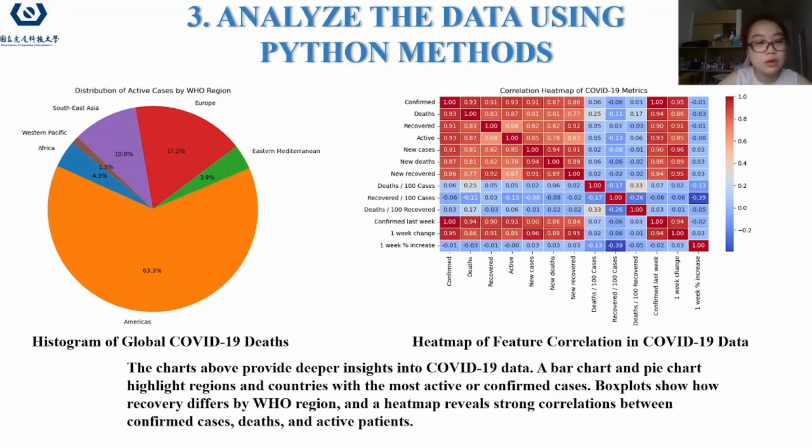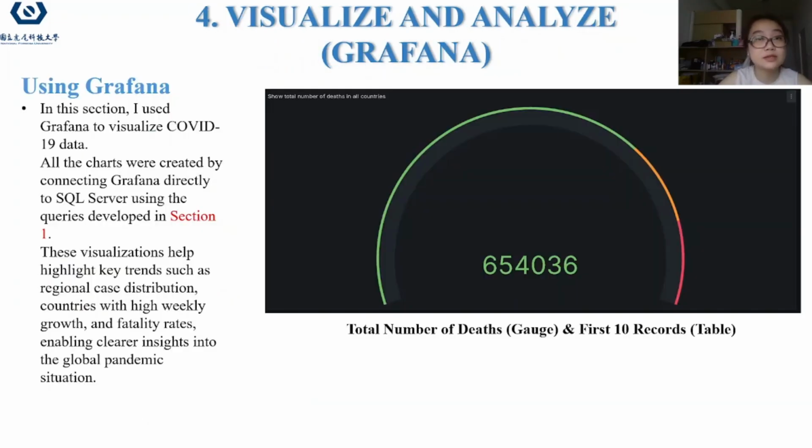The bar plots show how recoveries differ by WHO region, and the heat map reveals strong correlations between confirmed cases, deaths, and active patients. And the fourth part is where I visualize and analyze using Grafana. All the charts were created by connecting Grafana directly to SQL Server using the queries developed in session 1. These visualizations highlight key trends such as recent case distributions, countries with high weekly growth, and fatality rates, enabling clearer insights into the global pandemic situation.